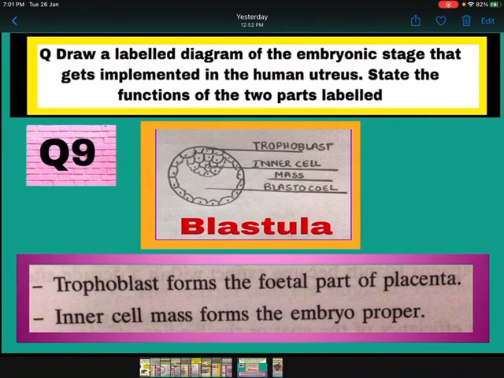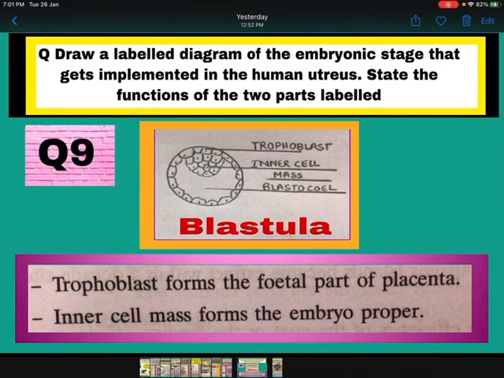Come to question number 9. Draw a labeled diagram of the embryonic stage that gets implanted in the human uterus. State the function of the two parts labeled. The embryonic stage that gets implanted in the human uterus is the blastula. So you have to draw the diagram of the blastula. Draw the diagram with a sharp pencil as shown here and label the parts.